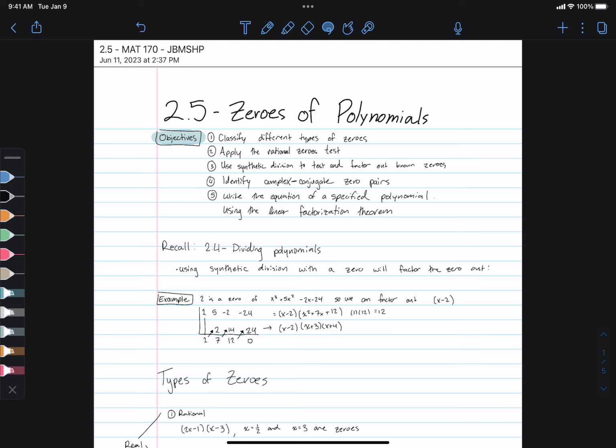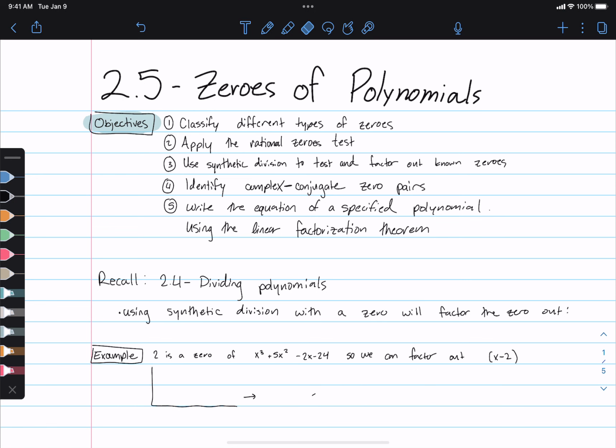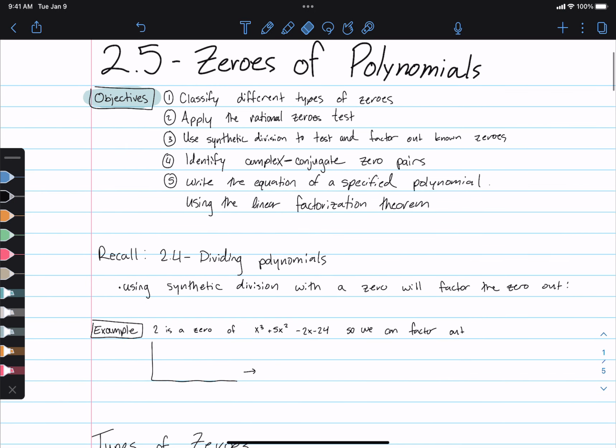Hello math people. In this video I just wanted to go over section 2.5, which is zeros of polynomials. So our objectives for today are to classify the different types of zeros, to apply the rational zeros test, to use synthetic division, which you see down here, to test and factor out known zeros, to identify complex conjugate pairs, and to write the equation of a specified polynomial using the linear factorization theorem.